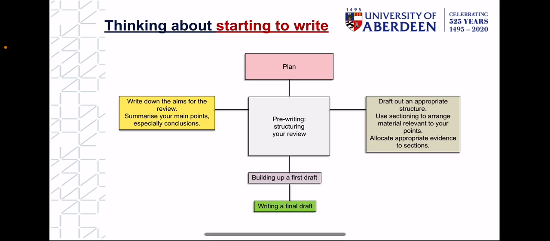Now, when you want to think about how to undertake your literature review, what I've done is I've put up this schematic presentation. So first of all, you must have a plan. And as they say, failure to plan is planning to fail. So you must have a plan. And your plan involves you writing down the aims of your review. So what is the aim of my review? What does my review want to achieve? What are my main points? Right? What is it that I want to achieve in my literature review?